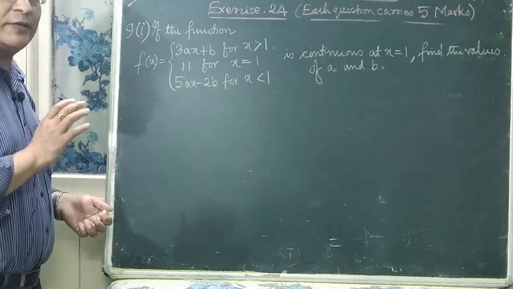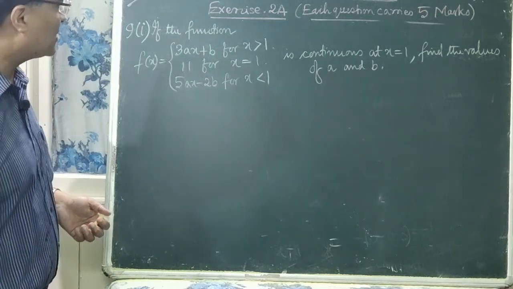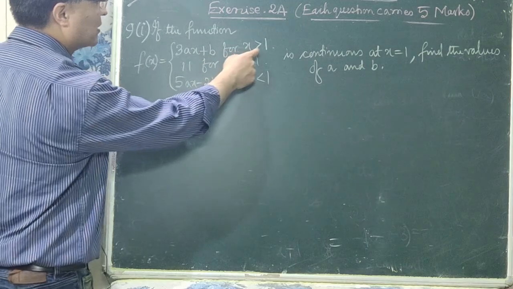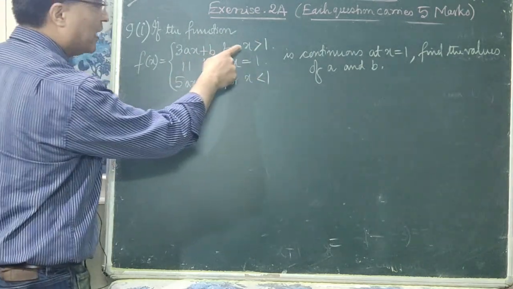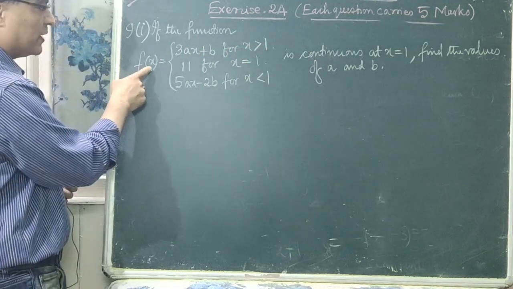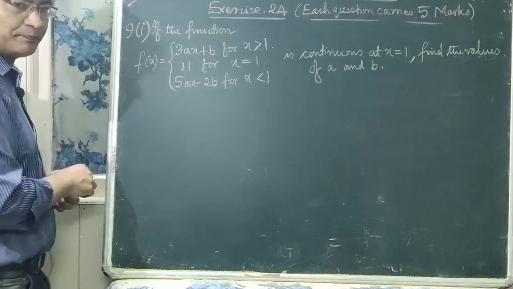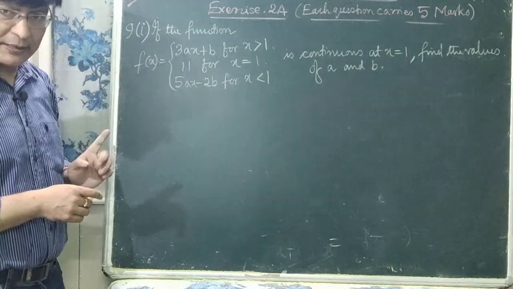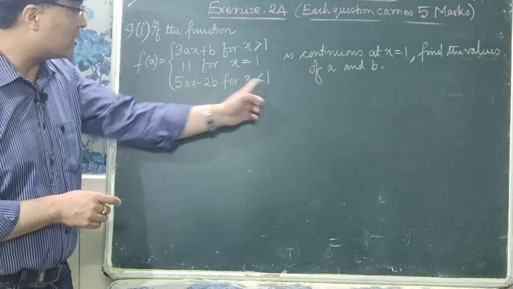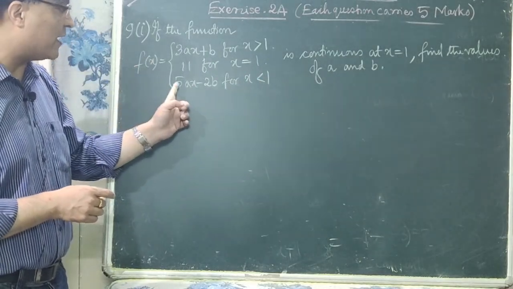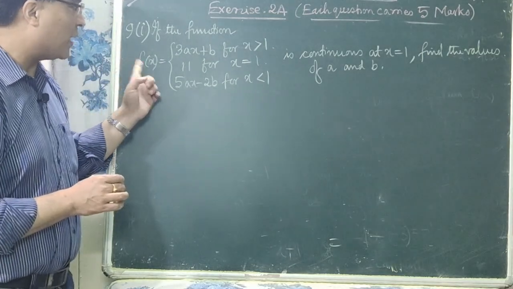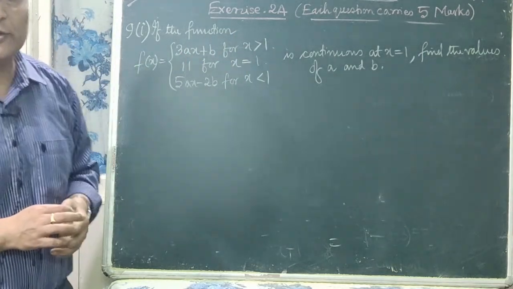The function given here is f of x is equal to 3ax plus b for x greater than 1. If x is greater than 1, what is the value for f of x? It is 3ax plus b. When x is equal to 1, what is the value for f of x? It is 11. When x is less than 1, then what is f of x? It is 5ax minus 2b. So this function of x is continuous at x is equal to 1.